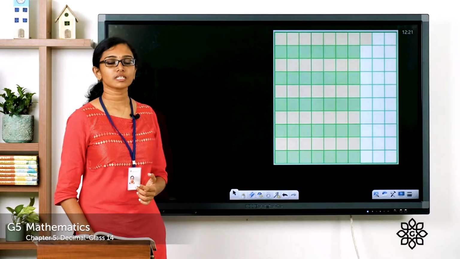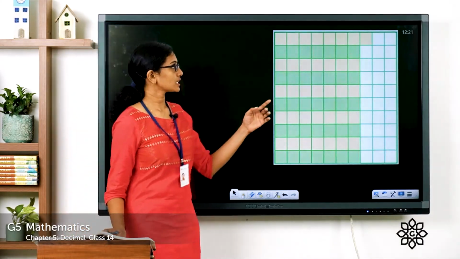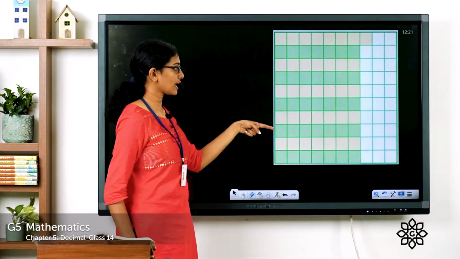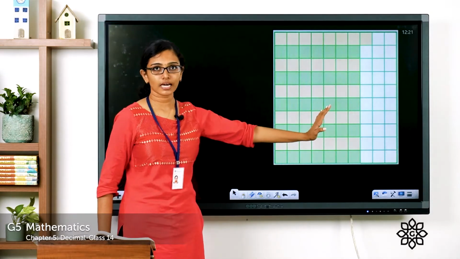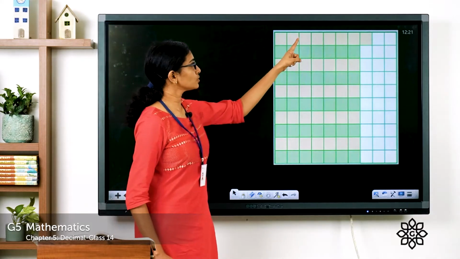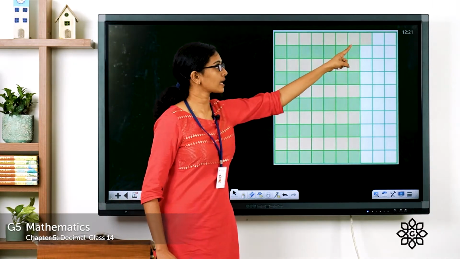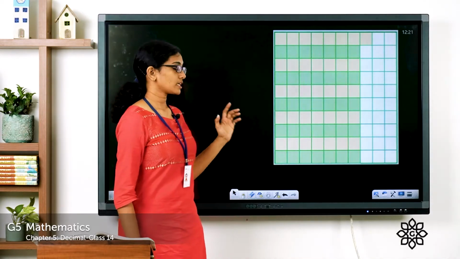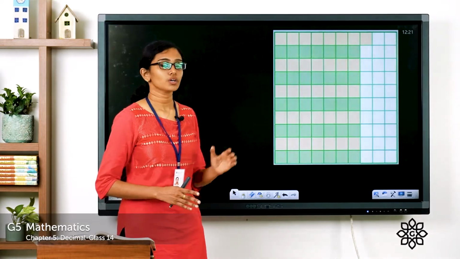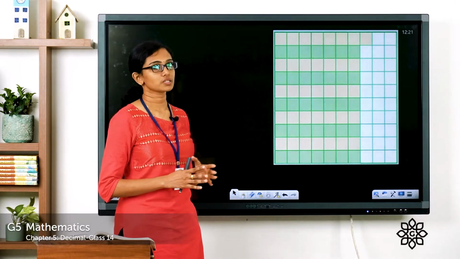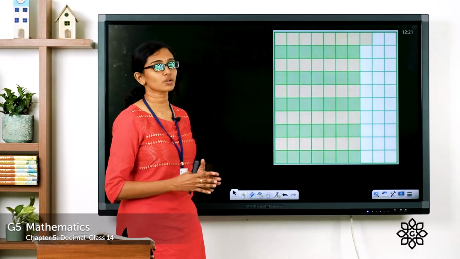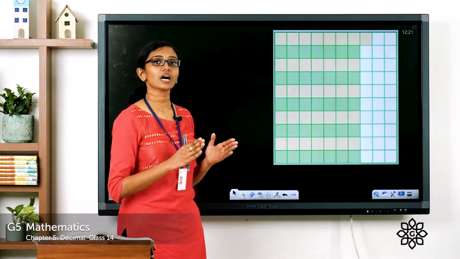Total, how many boxes are here? Let's count. There are 1, 2, 3, 4, 5, 6, 7, 8, 9, 10 rows here. And 1, 2, 3, 4, 5, 6, 7, 8, 9, 10 columns here. 10 rows and 10 columns. So the total number of boxes will be the number of rows into the number of columns, which is equal to 10 into 10 equals 100.